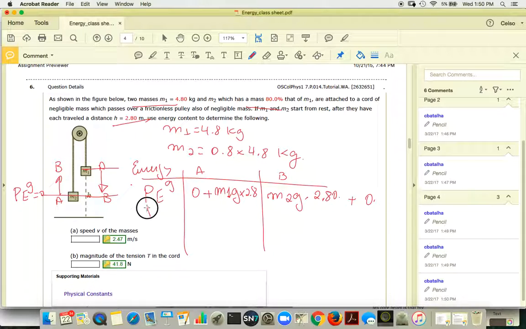So do you have a spring in this problem? No, you don't. And do we have kinetic energy? Yes, we do. At A, both of them are not moving, but at B, they both are moving with a given velocity or speed, and that should be the same for both of them because they are connected by a stout string.